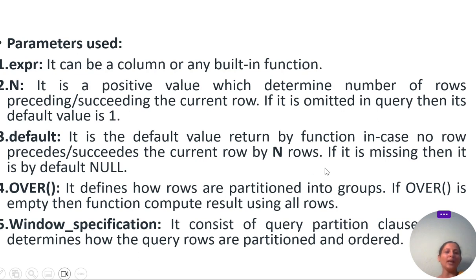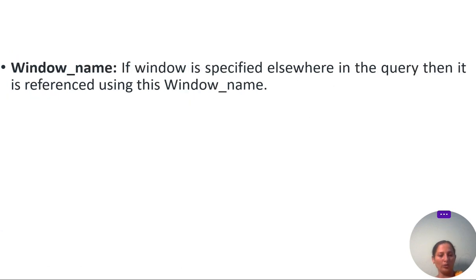For partitioning, if over is empty, then the function computes the result using all rows. You have to define the window within the over clause. The window specification consists of a query partition clause, which determines how the query rows are partitioned, and order. If you are repeating the same window elsewhere in the query, then it is referenced using the window name. If you are not, then you can use it within the over clause.